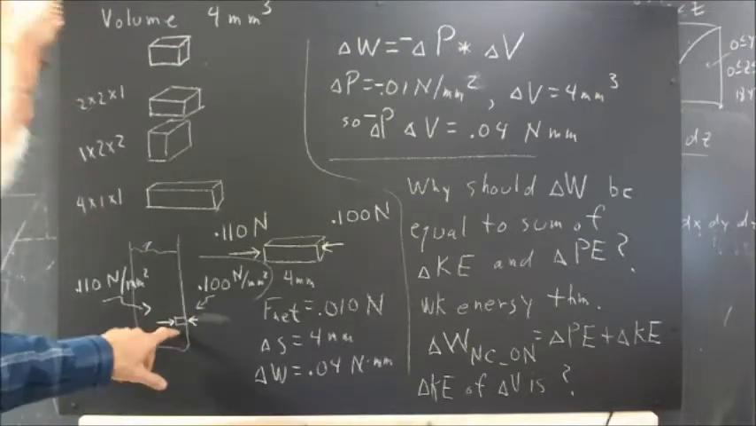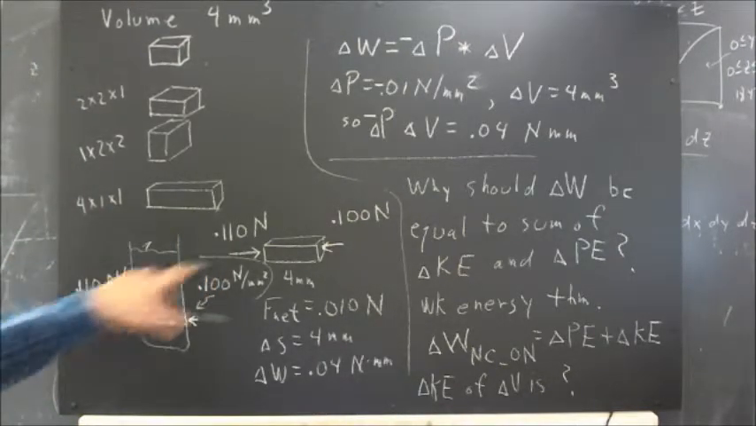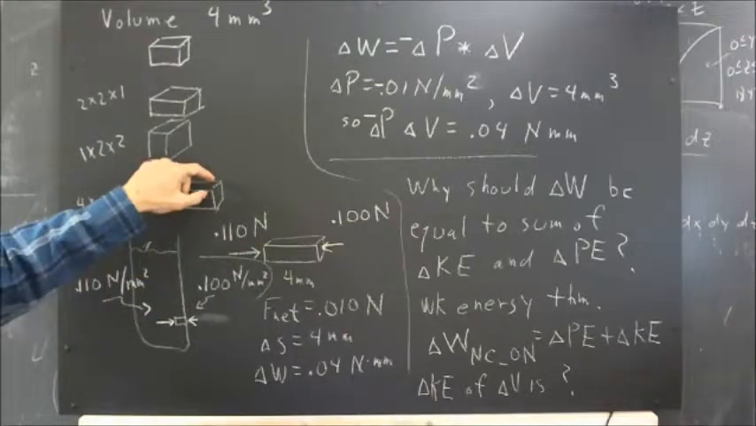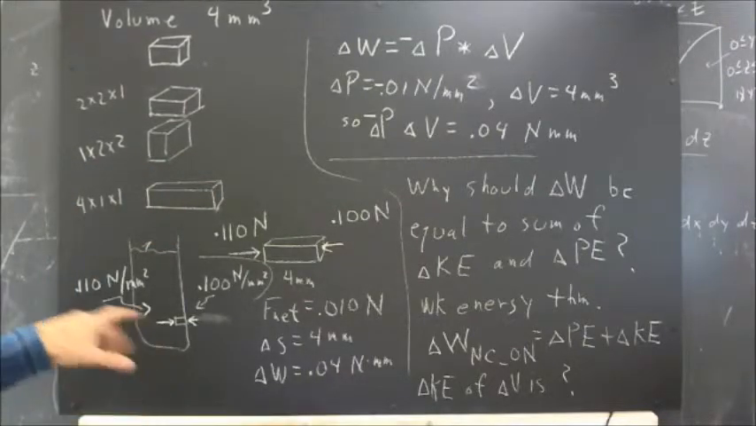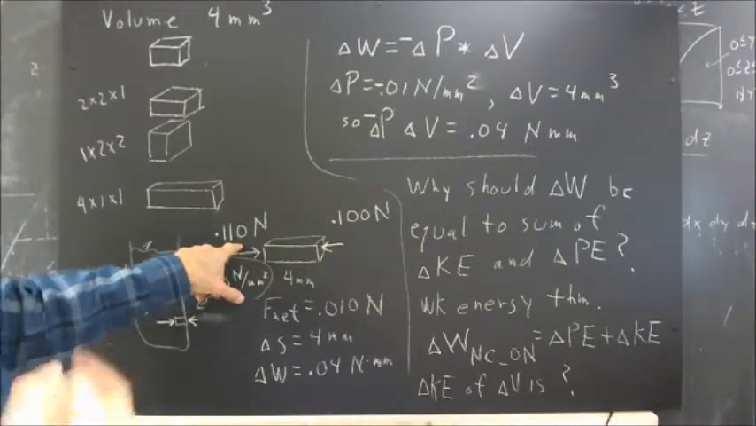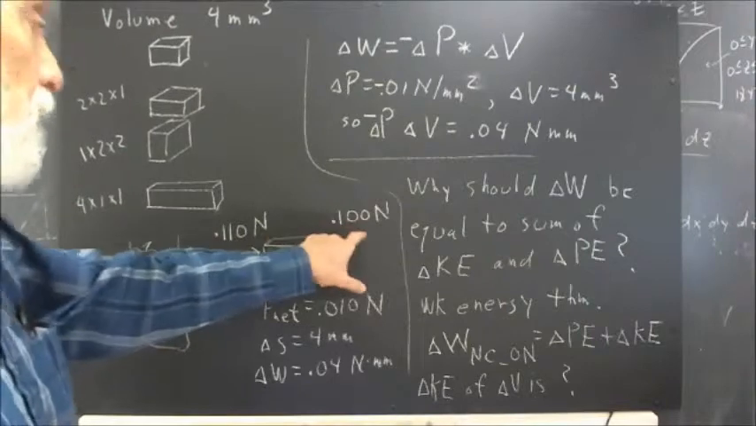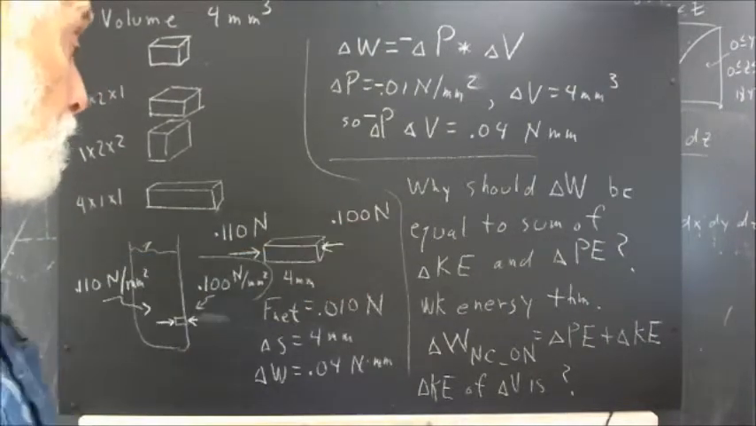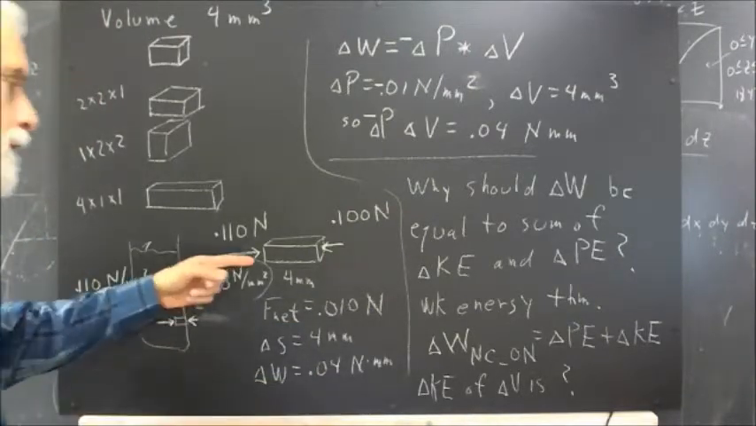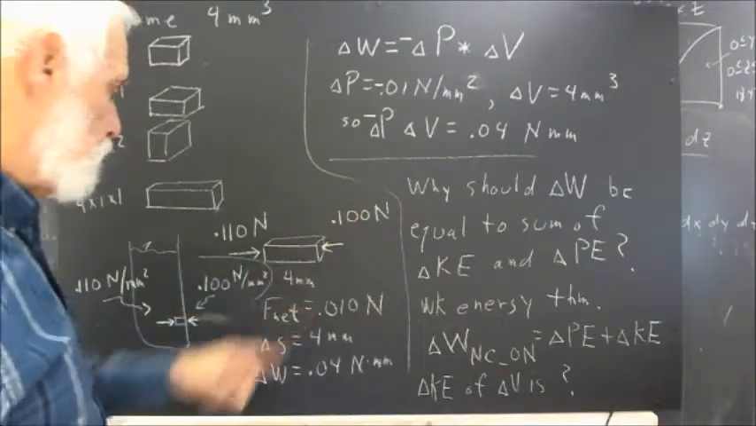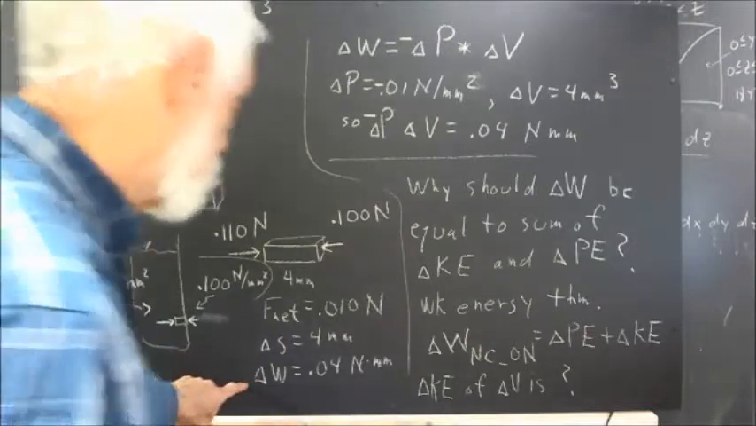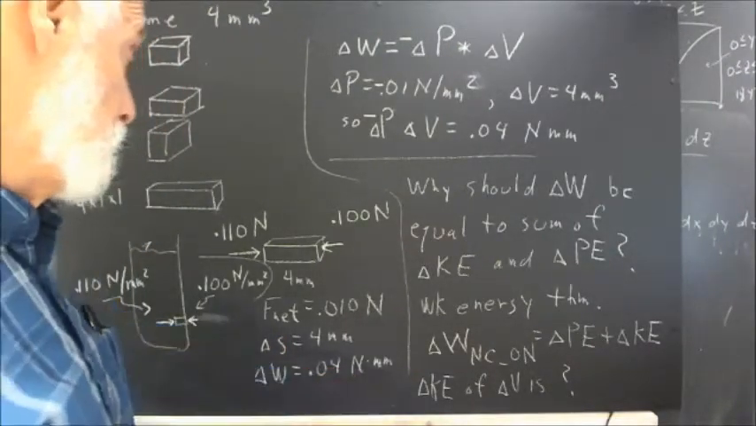Okay, it's very straightforward to calculate the forces. We're going to get 0.110 newtons on this shape because each end is 1 millimeter by 1 millimeter. It's a square millimeter, and at 0.110 newtons per square millimeter, that's 0.110 newtons. Similarly, we got 0.100 newtons over here. So we have a net force of 0.010 newtons. And this is going to be accelerated through a distance of 4 millimeters in the direction of the net force, so the work done is going to be 0.04 Newton millimeters.